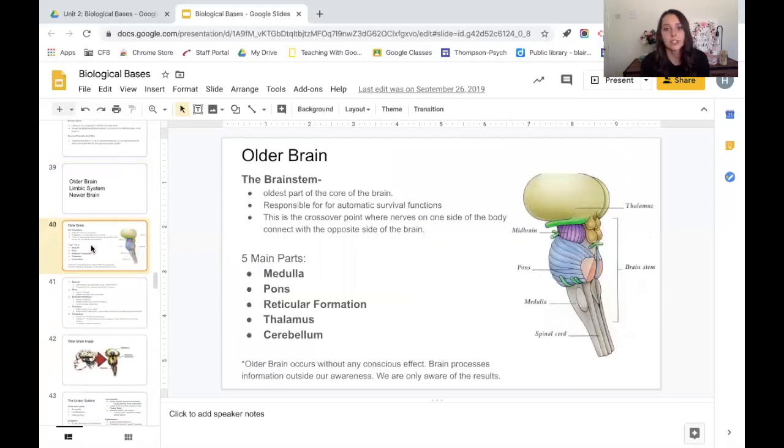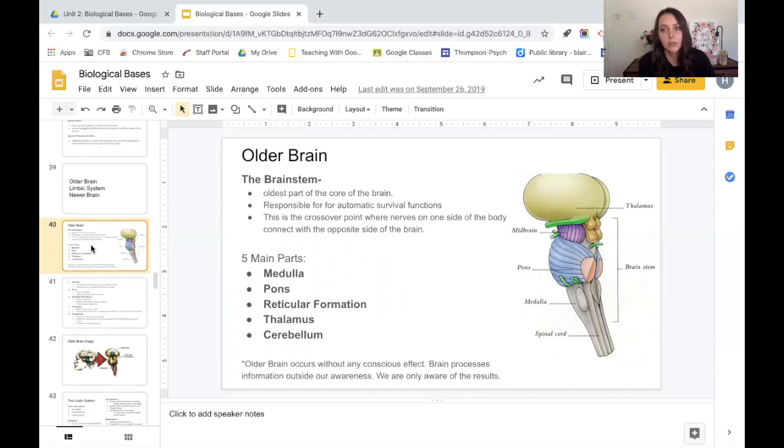So another part in this unit is breaking the brain down into different parts. The oldest part of the brain, or the older brain, is the brain stem. That's the part of the brain at the very bottom, and it attaches to your spinal cord. It's made up of multiple different parts, one being the medulla, which is your regulator, right? That's what keeps you alive, your heart beating, you breathing, all of that stuff. You have the pons, reticular formation, thalamus, and cerebellum.